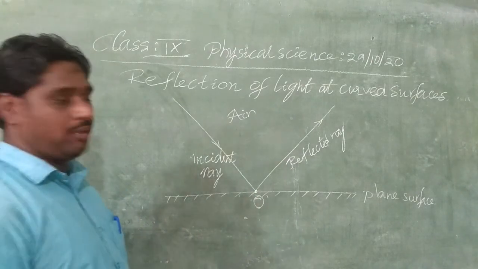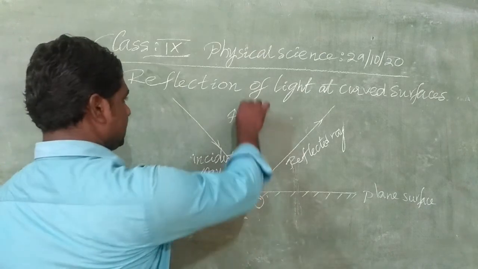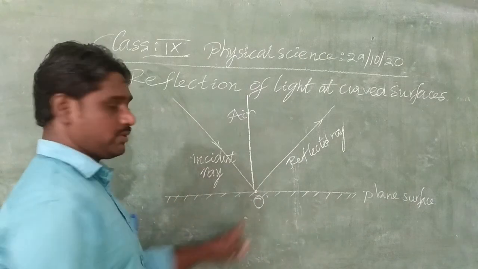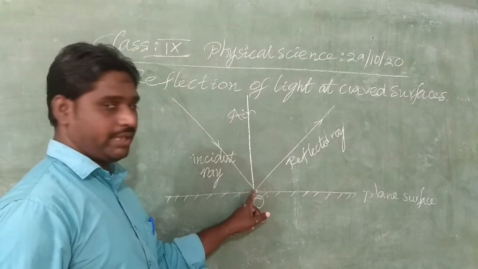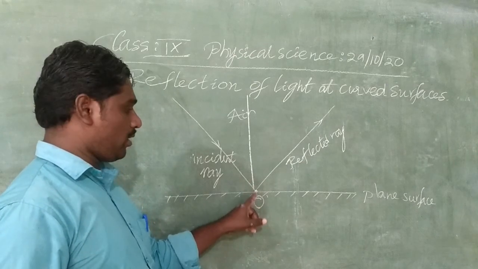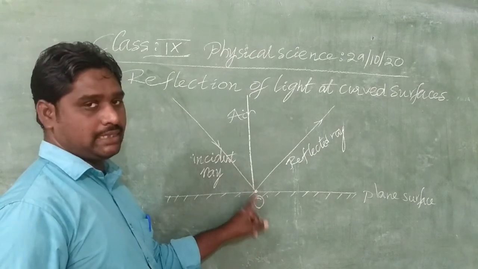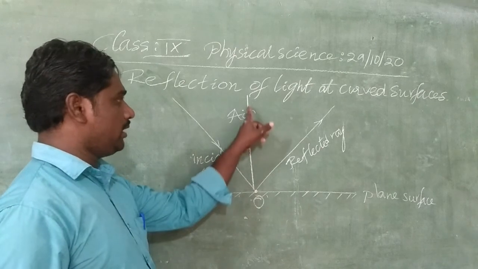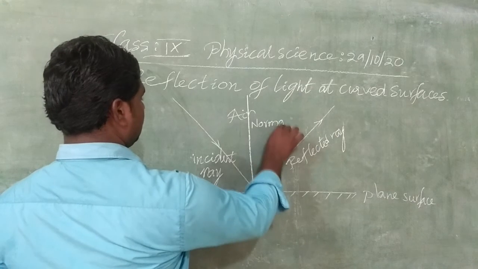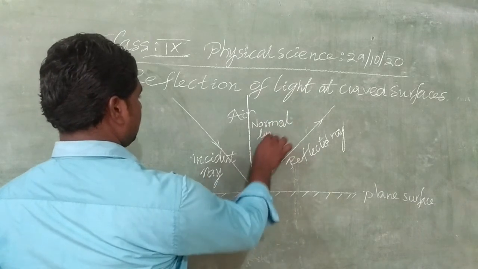Now we draw a normal line at the point of incidence. This is the normal line. Normal means it is a perpendicular line. It is drawn at the point of incidence O.